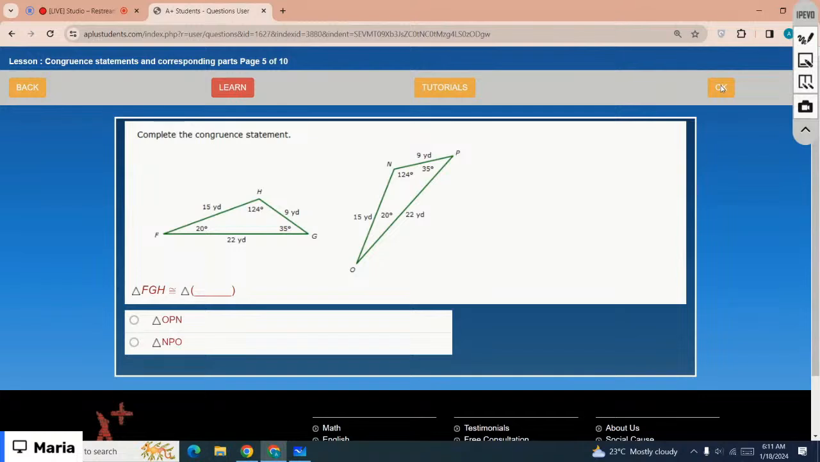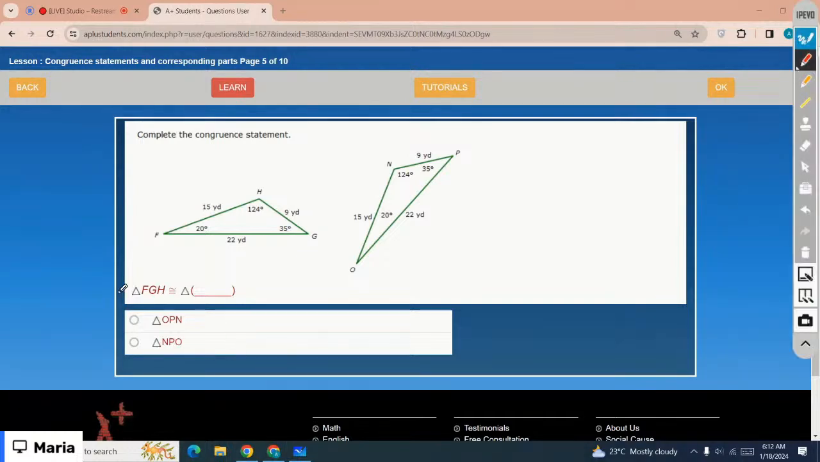Complete the congruence statement. Triangle FGH. Angle F is congruent to angle O, angle G is congruent to angle P, and angle H is congruent to angle N. That means FGH is congruent to OPN. Option number 1 is the correct option. Triangle FGH is congruent to triangle OPN. Got it?